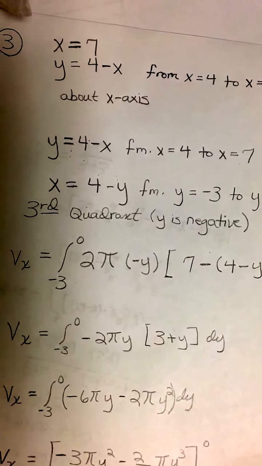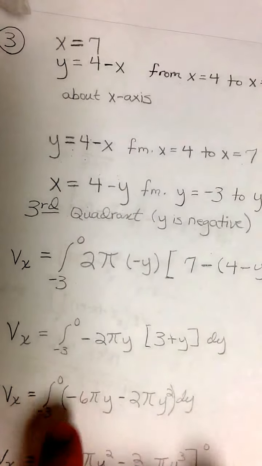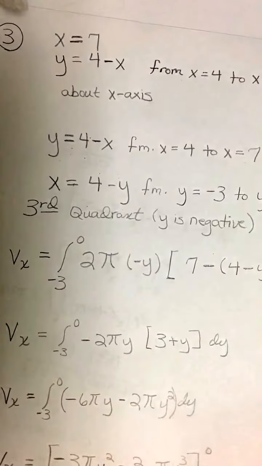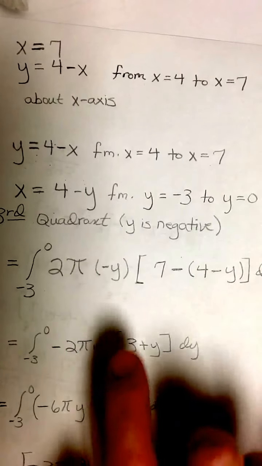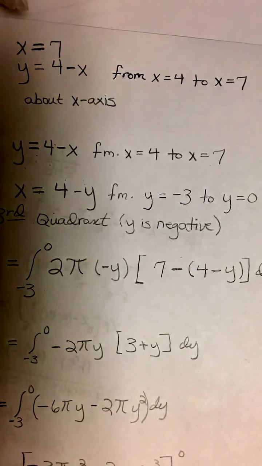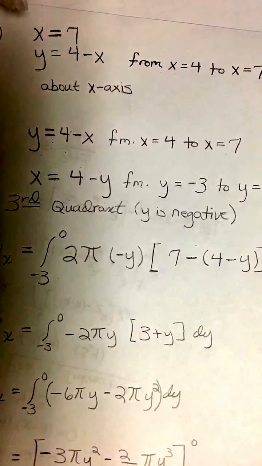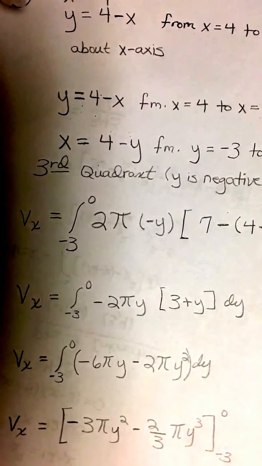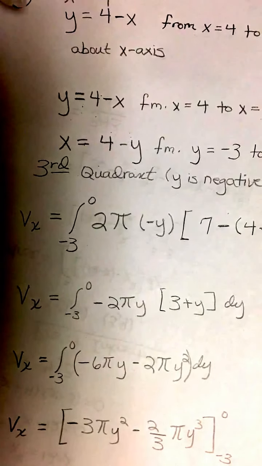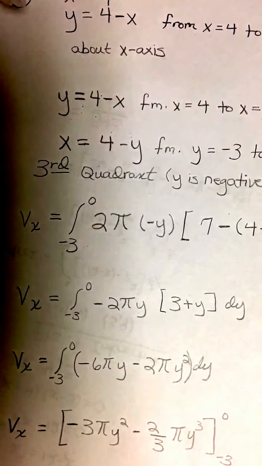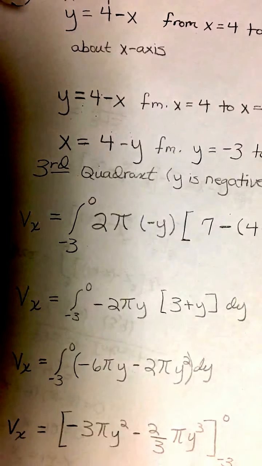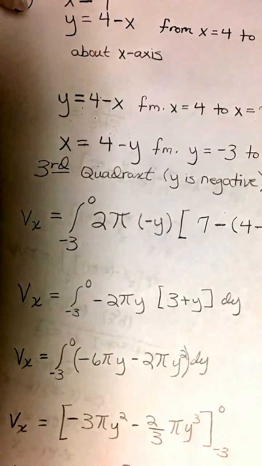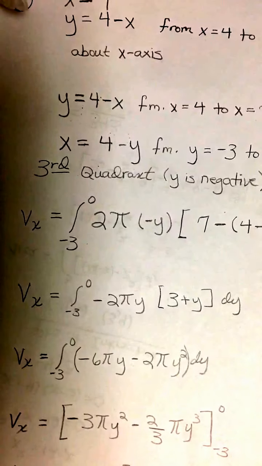And so combining the terms together, for V of x we again have the integral going from negative 3 to 0 of negative 2 times pi times y times 7 minus, then 7 minus negative y, converting to 3 plus y, dy. Looking at the distribution, working with negative 2 pi y, we come out to the product of negative 6 pi y minus 2 pi y squared dy, again as y goes from negative 3 to 0.